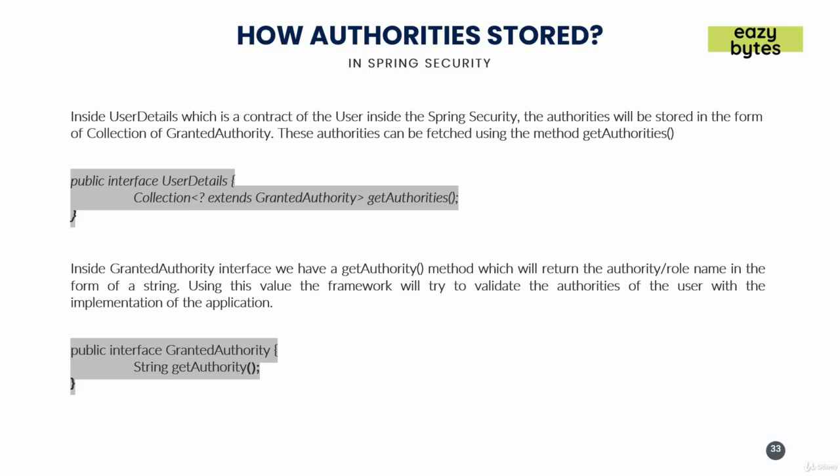So we have been speaking a lot about authorities, roles, privileges to control user level access and user level actions that he or she can perform inside any secure application. But if you ask me, where are all these authorities, roles, privileges details stored inside Spring Security? The answer is UserDetails itself.